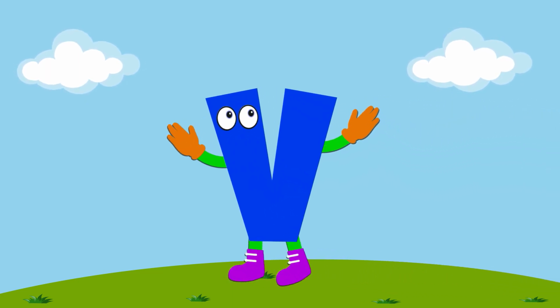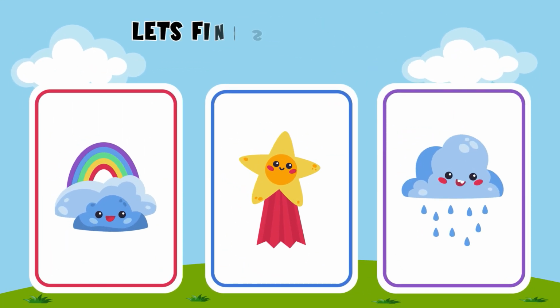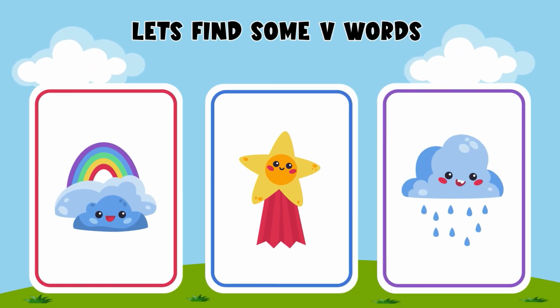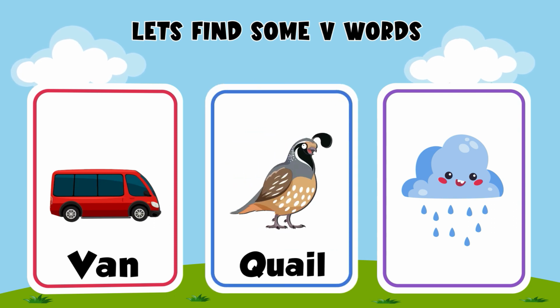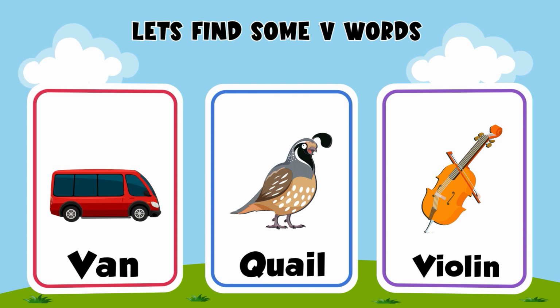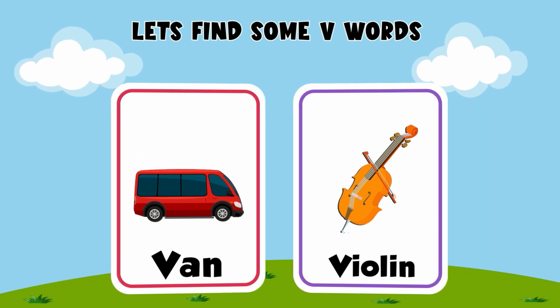This is alphabet V. Let's find some V words. Where, quill, violin. V, where, V, violin.